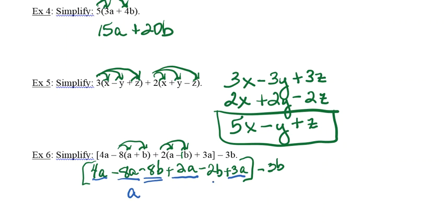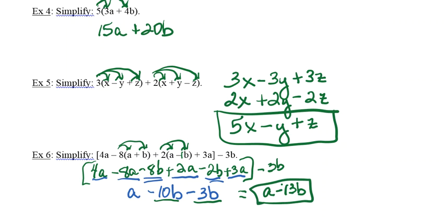Now I'm going to do my b's. Negative 8b minus 2b is negative 10b. So that's all I can do within those grouping symbols, so I'm just going to get rid of the grouping symbols. I can't do anything else. So now I have this for my problem, and I'm noticing I have like terms with the b's. So negative 10 minus 3 is negative 13b. Those are not like terms, so I am done.